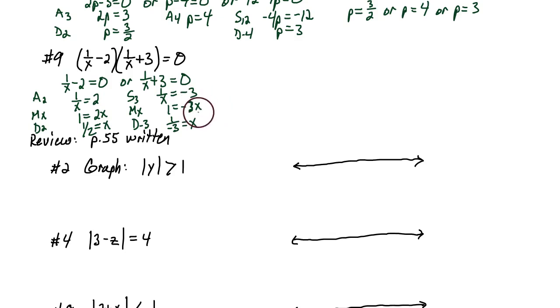The word OR connects these together. Let's go over here on the side and write the final answer. X could equal 1/2, or x could equal -1/3.